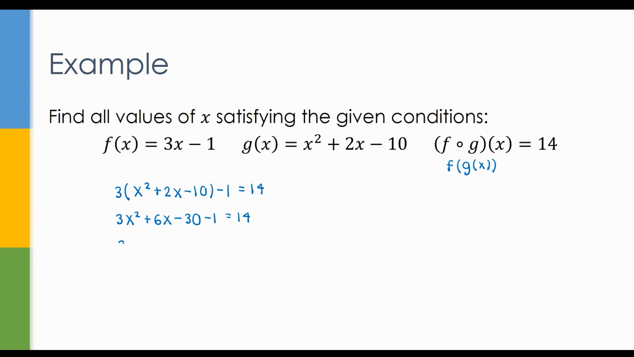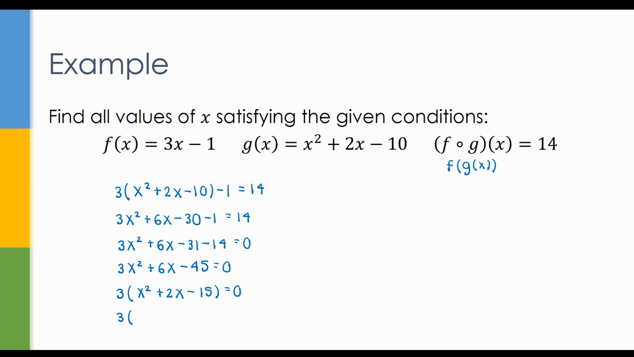I'm going to start combining like terms, so we'll have 3x squared plus 6x minus 31. I'm going to subtract the 14 over to the other side, so it equals 0. Finish combining like terms. I am going to have 3x squared plus 6x minus 45 equals 0. Because it is a quadratic, we can solve by factoring. I see that they all have something in common. They all have a 3. So I'm going to factor out that GCF. That leaves us with x squared plus 2x minus 15 equals 0.